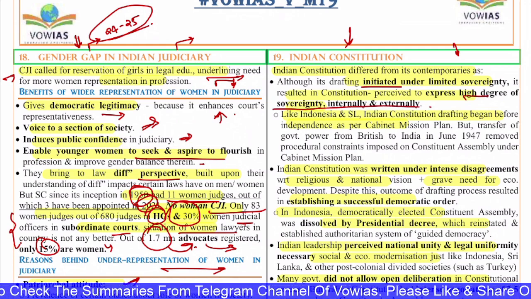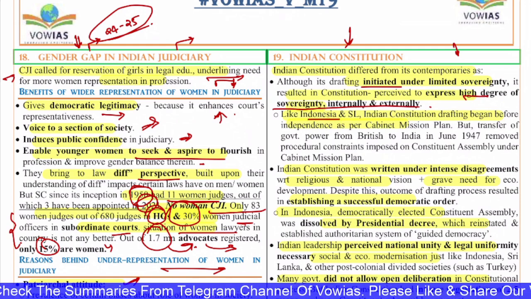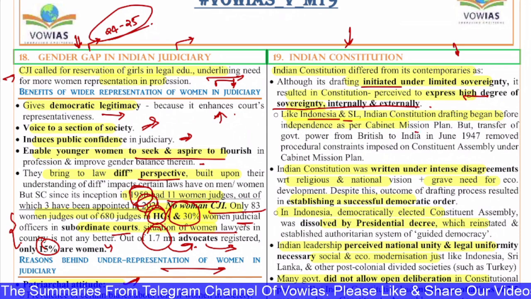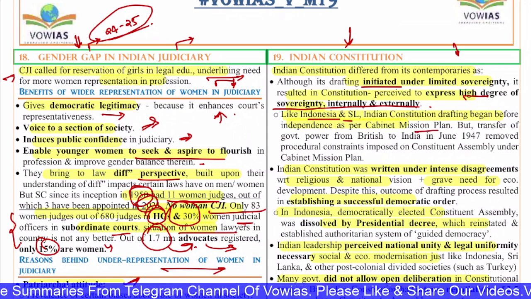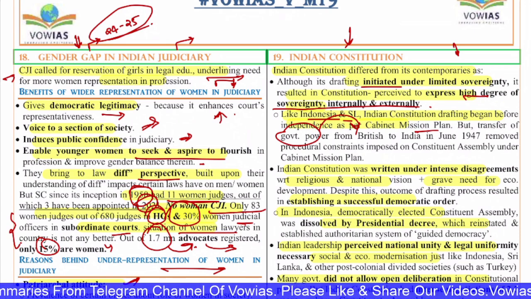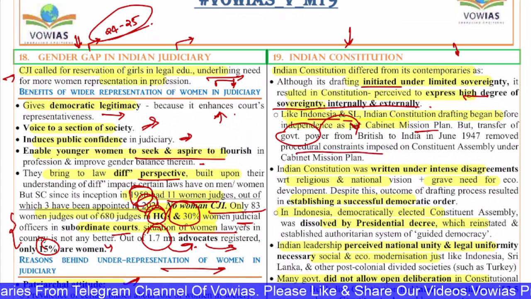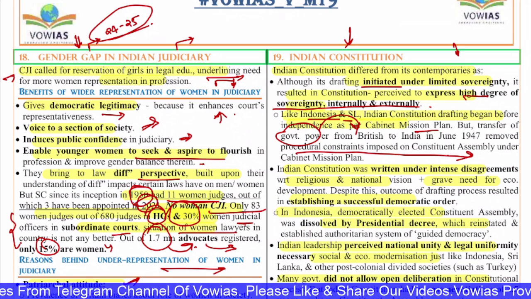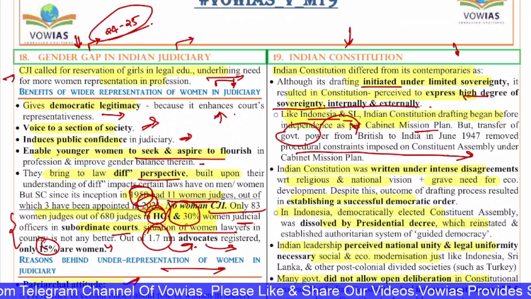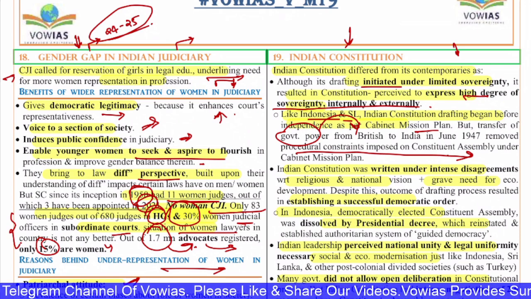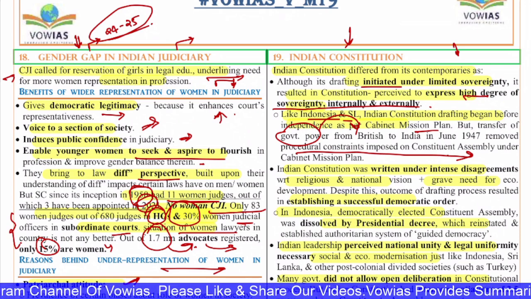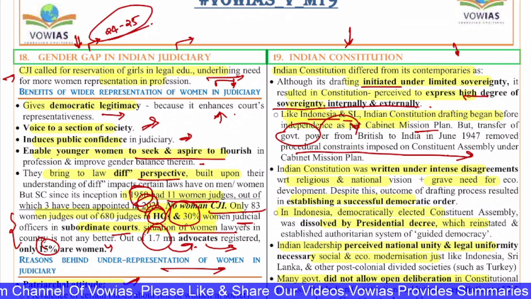And another important thing, if you see, like Indonesia and Sri Lanka, the Indian Constitution drafting began before independence as per the Cabinet Mission Plan. But the transfer of government power from the British to India happened in June 1947, and this removed the procedural constraints imposed on the Constituent Assembly under the Cabinet Mission Plan. This gave them more freedom, and as all of them had experienced what the issue is when proper rights are not given to the people, the Indian Constitution was framed in such a way that the people are empowered.